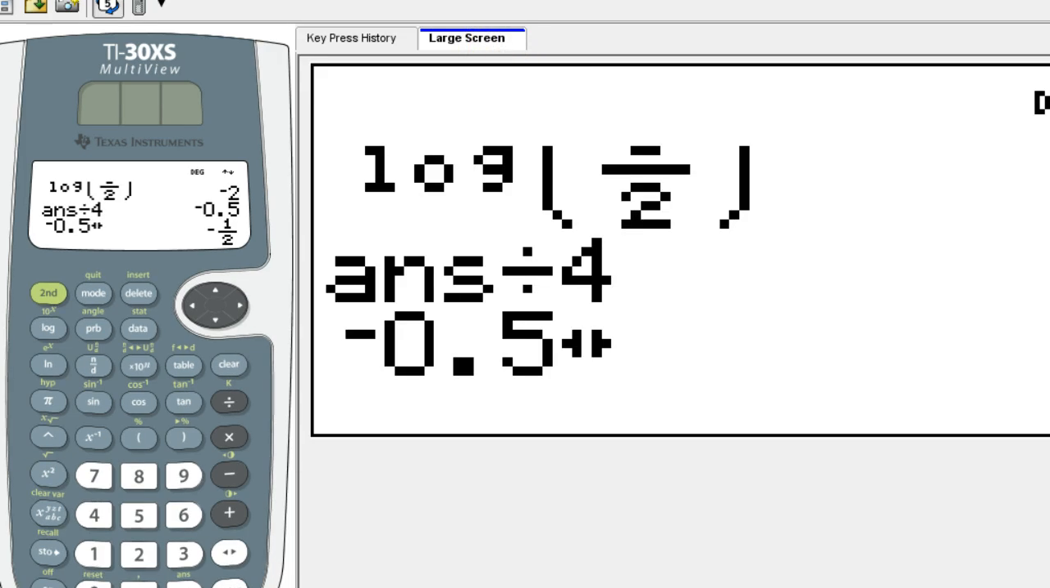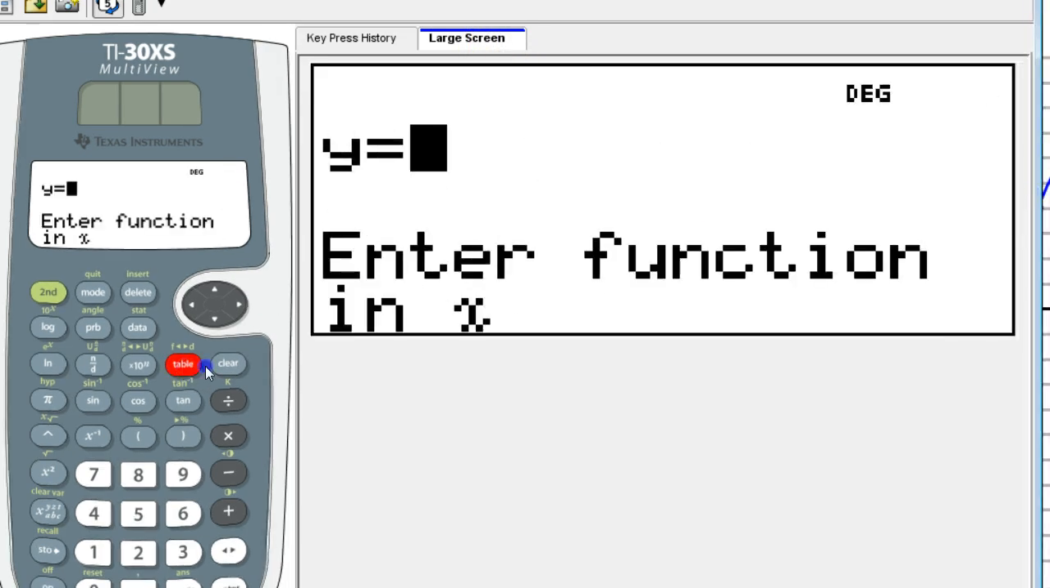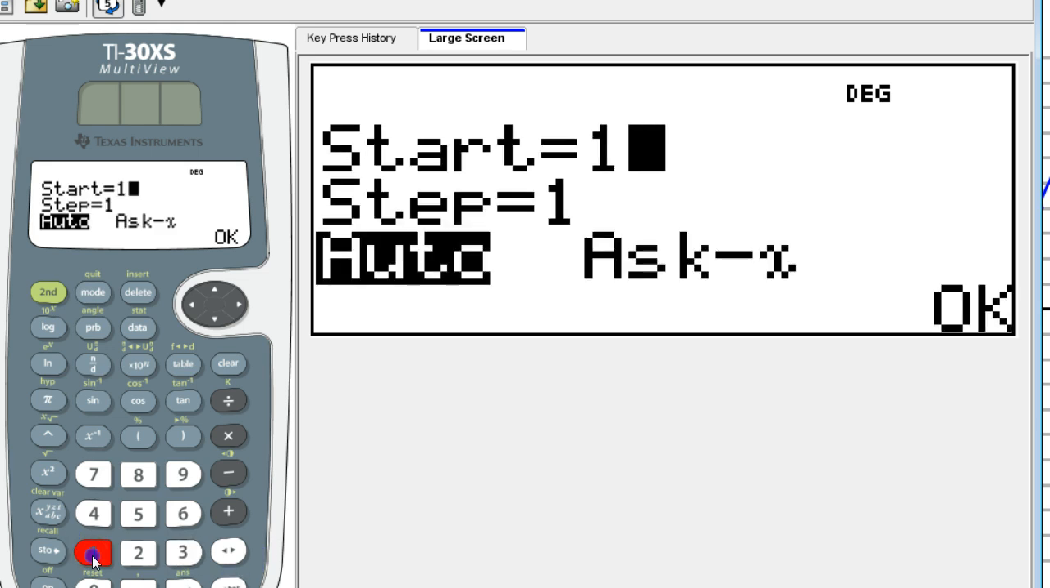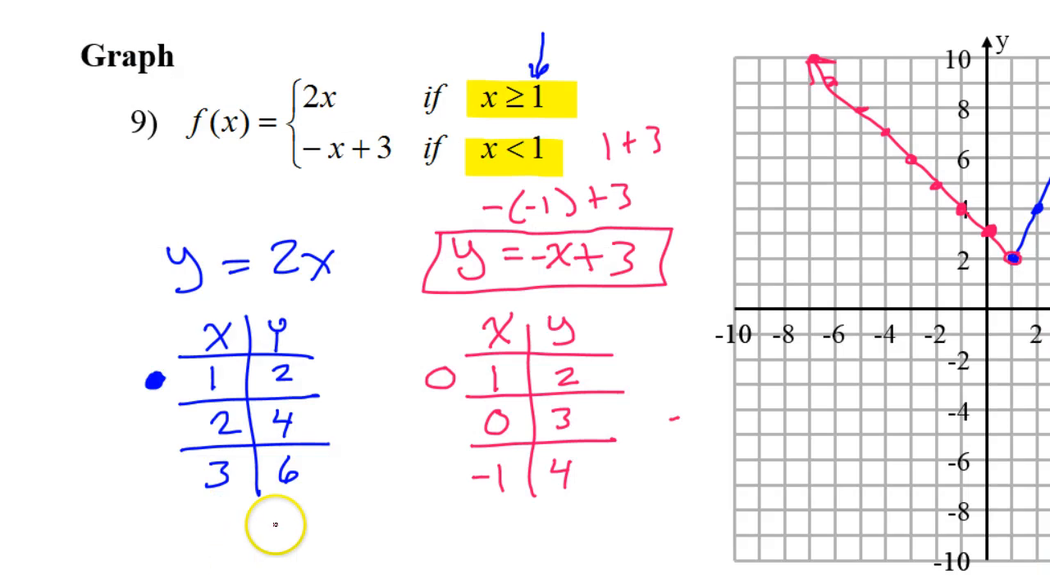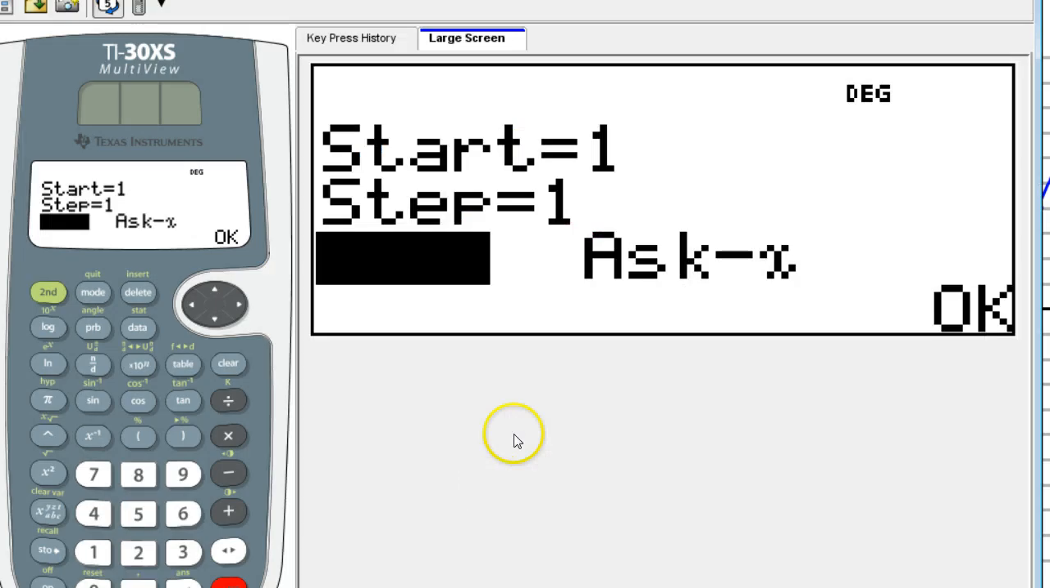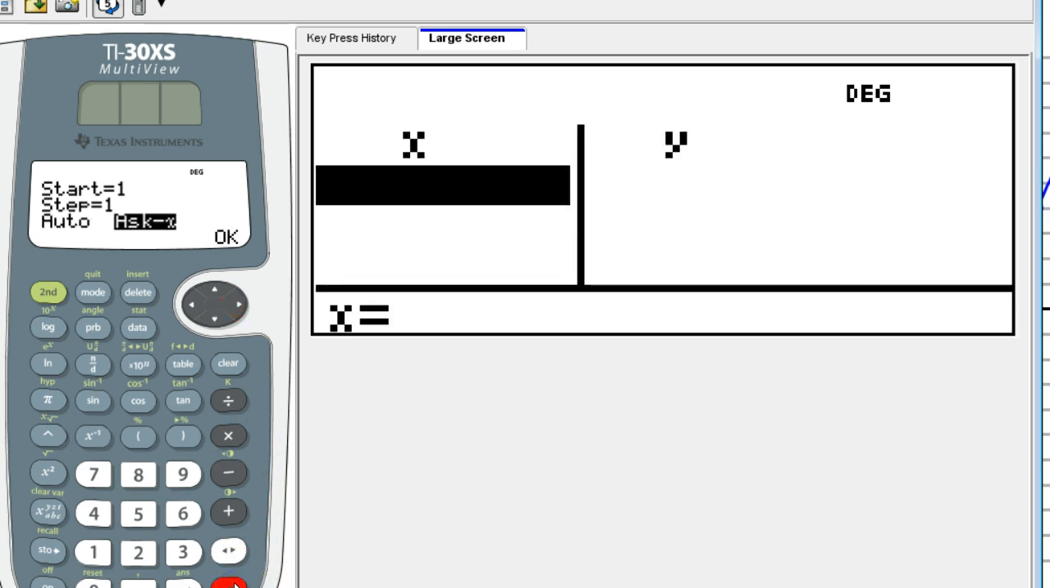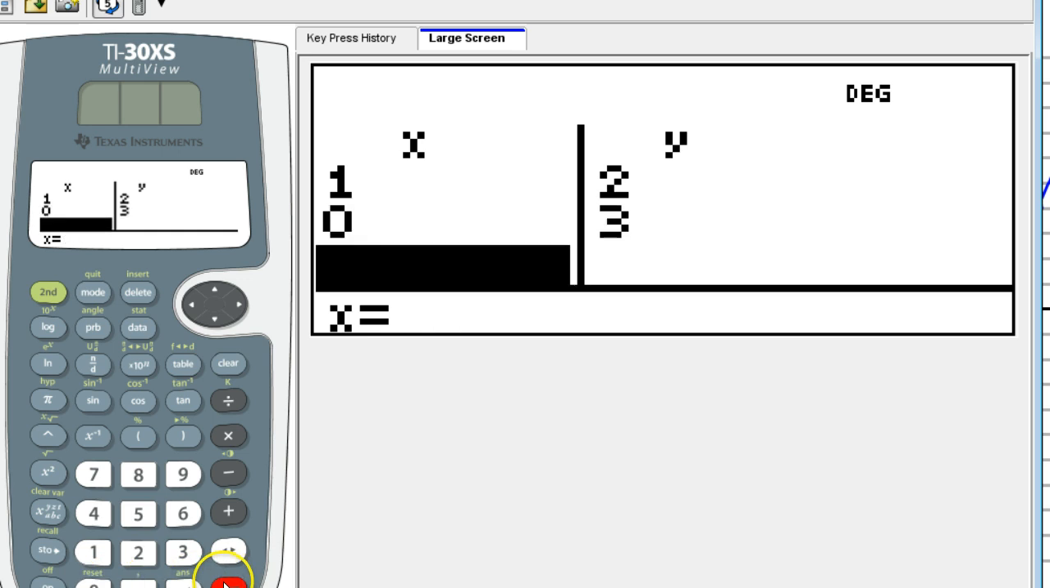Okay, just getting ready over here. I could have put this into my calculator using the table feature. So I've got negative x plus 3. Okay, let's start at 1, like we said. And I want to do 1, 0, and negative 1. So if I were you, I would just do the ask feature, because then you can type in whatever you want. So I'm going to do 1, 0, and negative 1. And then that gives you your 2, 3, and 4 right there.